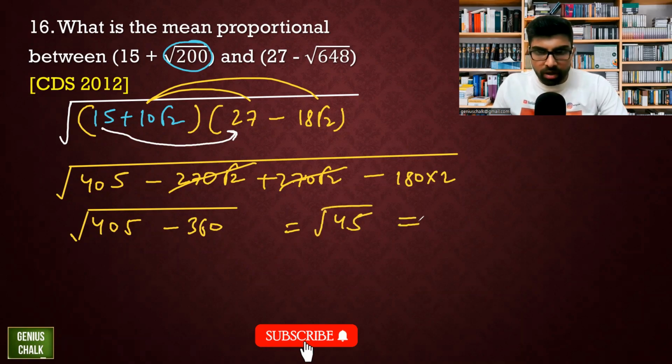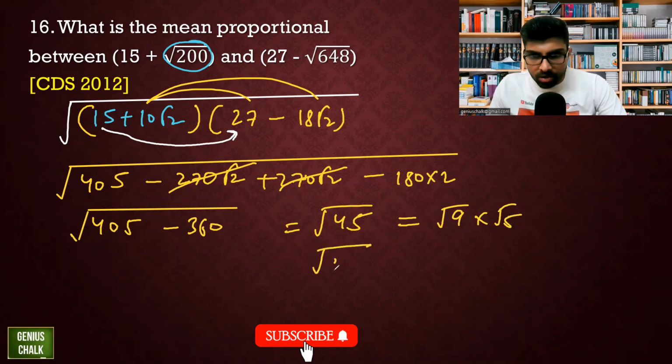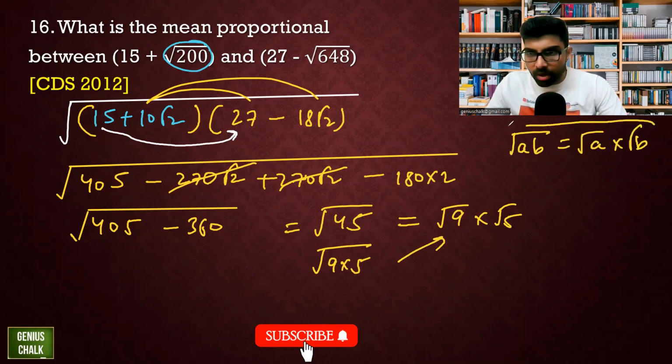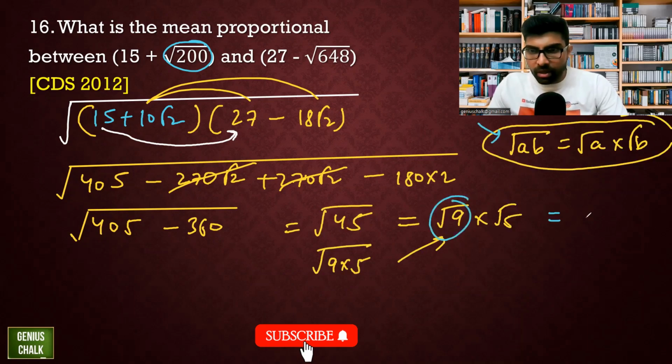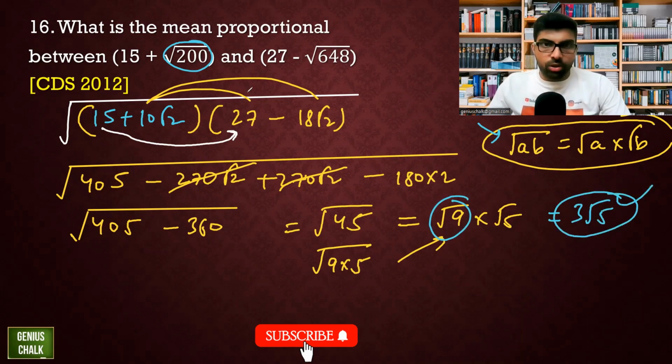Root of 45 I can write like root of 9 into 5. Further I can break them because I know the rule, root of AB can be written as root of A into root of B, right? This is the rule of surds. Whenever we have an incomplete square root, this is called surds. So what is root of 9? That is 3. And what is root of 5? As it is. So this is going to be my answer. So this question also can come in this form, like it has come in the CDS exam. All right, let's move on to the next.